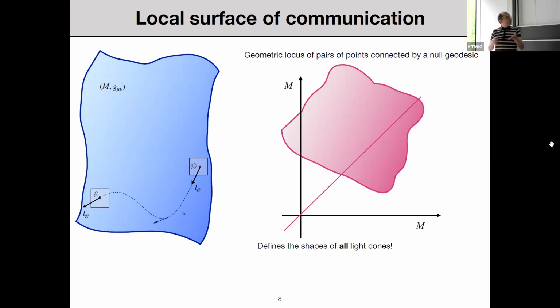So typically, in GR, light propagation is defined in terms of light cones. There's nothing wrong about that. But this thing here is more powerful in the sense that it contains all light cones. How?